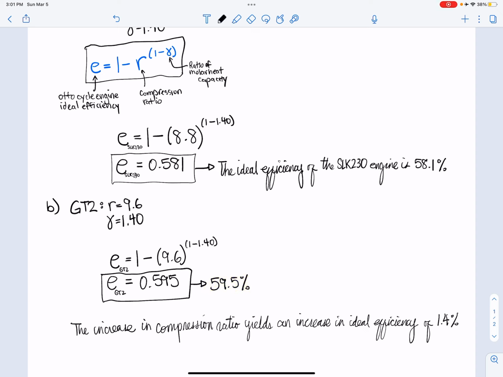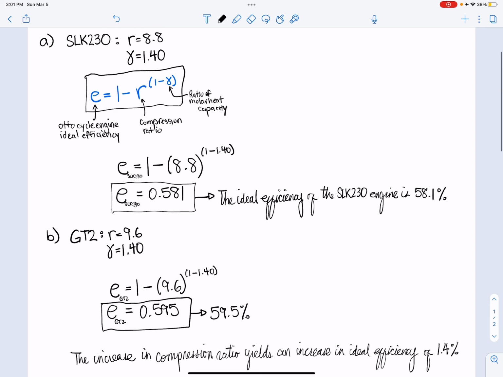If you notice, the increase in compression ratio R from 8.8 to 9.6 also increases the ideal efficiency of the Otto cycle engine from 58.1% to 59.5%.